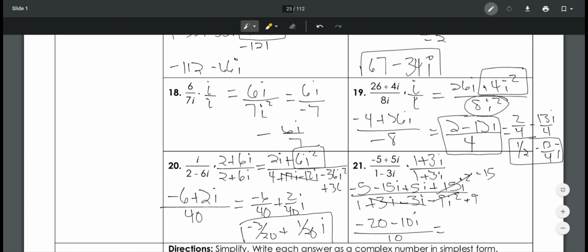So when I write this in true form, I get negative 20 over 10. That's my a value, which I will reduce. Negative 10i over 10. So my final answer would be negative 2 minus i. That is true complex form.